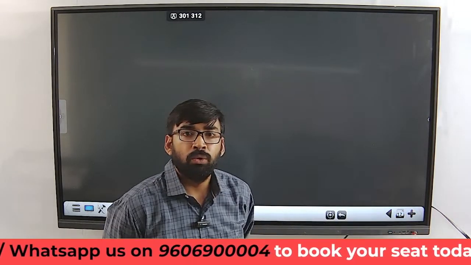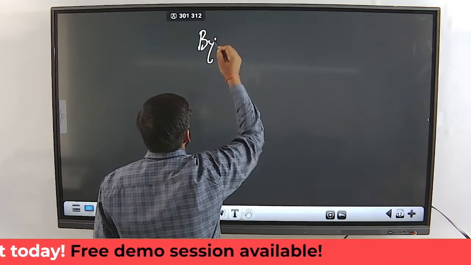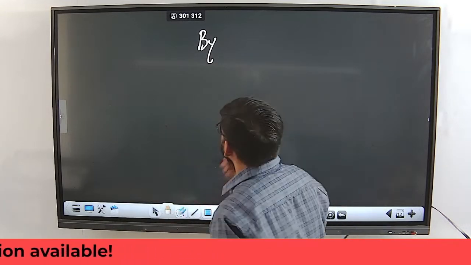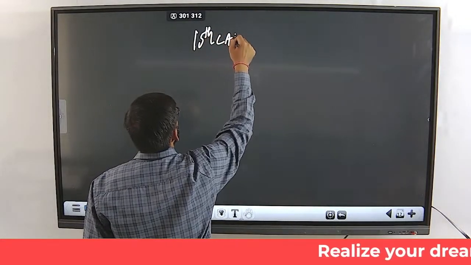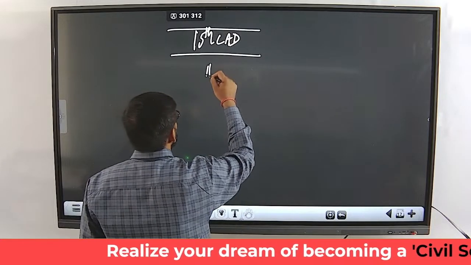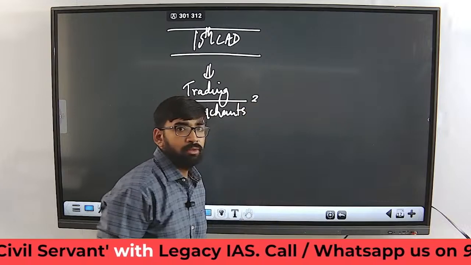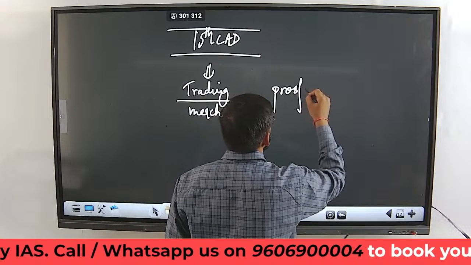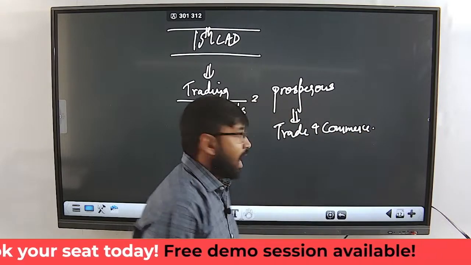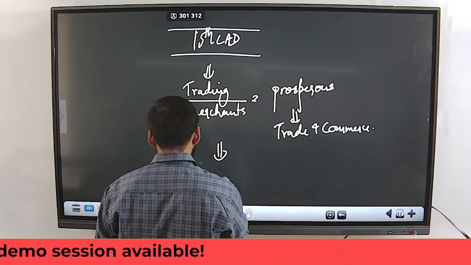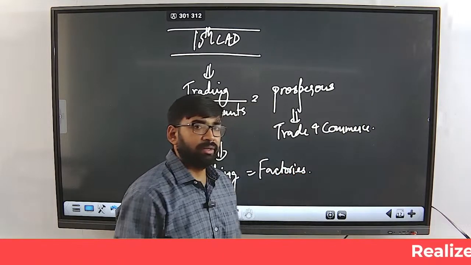Now you will see that by 13th century, or you can say by 14th century or 15th century, so by 15th century, trading class of Europe, or merchants, okay, they became prosperous due to trade and commerce, and they started establishing factories. Now trading class was started emerging.